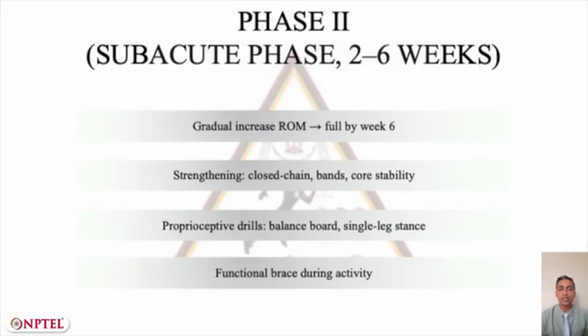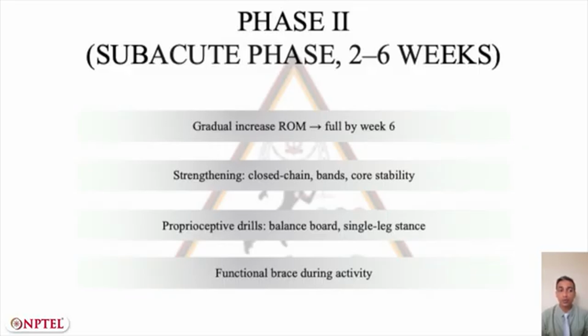ROM is gradually increased with the goal of achieving full motion by week 6 of rehab. Strengthening is advanced using closed kinetic chain exercises and resistance band. Core stability and hip strengthening are integrated. Balance training like single leg stance or with wobble boards are encouraged while the patient continues to wear a functional brace.